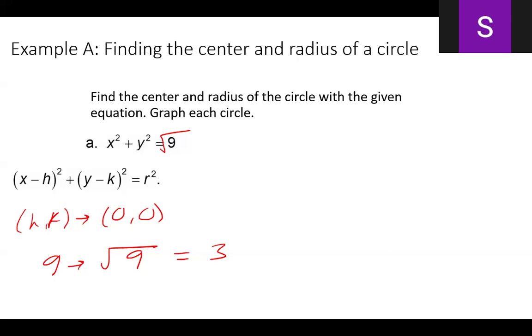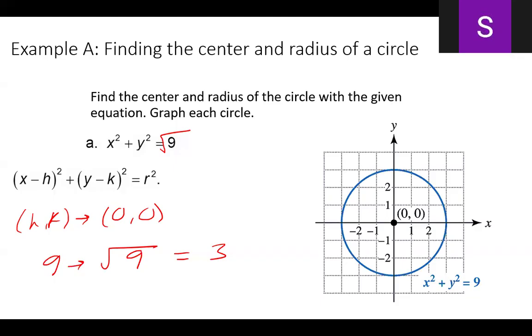Okay, so what that means is that when I draw a circle, the circle is going to be centered at (0, 0). And from (0, 0), I'm going to go 3 units to the left, 3 units to the right, 3 units up, 3 units down, make my best circle, right? Don't worry, you don't have to see me draw a circle. I'll just put it in.